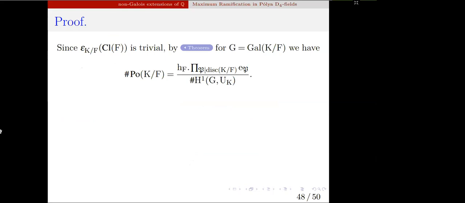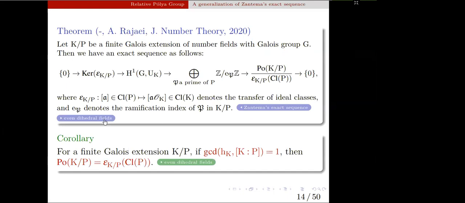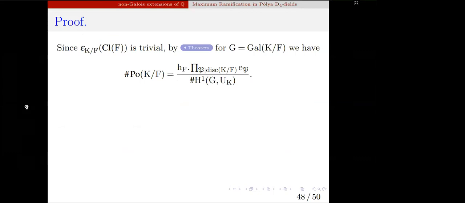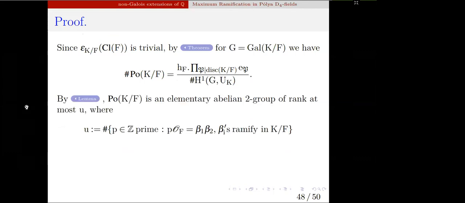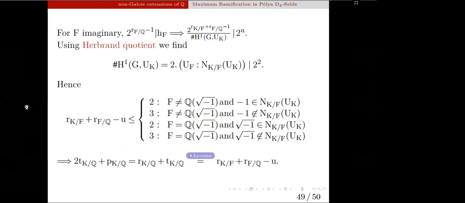And the proof is obtained by using the main theorem of the generalized Xanthema exact sequence. We can find the order of the relative Polio group. Then we can use the desired upper bound on the rank of the relative Polio group. And finally, using the Herbrand quotient for the cyclic extension of L over K, the desired upper bound can be obtained. However, we write here only the case that F is imaginary.